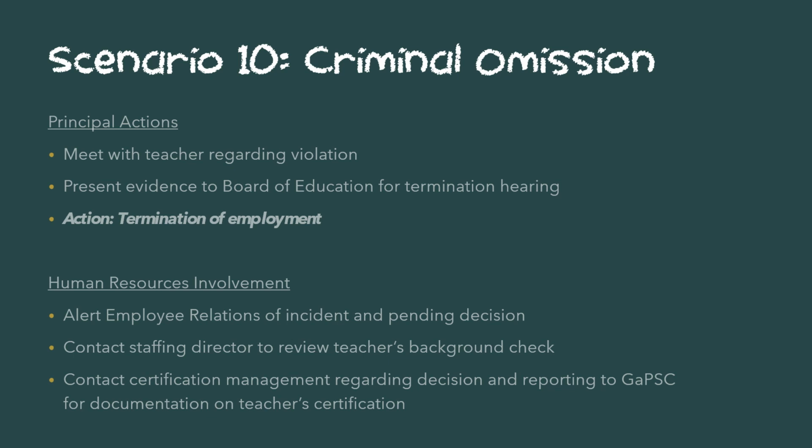From a human resources standpoint, I would alert employee relations as they have to investigate this whole situation and be made aware of the situation so that when that hearing takes place, they have their investigation that they can also provide in terms of their recommendation as well. I will also contact the staffing director just to make them aware of what has taken place and to allow them to look into the teacher's background again to see if this is something that pops up, and just to make them aware for future candidates who may apply for a more thorough search to prevent something like this from happening again.